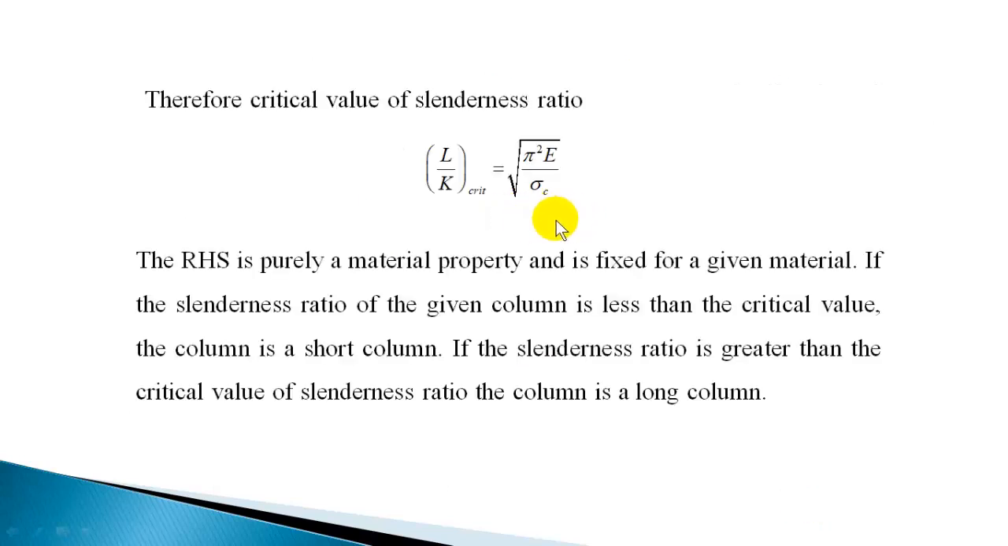So the critical value of slenderness ratio is purely a material property, and if the slenderness ratio of the given column is less than the critical value, the column is a short column. And if the slenderness ratio is greater than the critical value of slenderness ratio, the column is a long column. By comparing the slenderness ratio of the given column with the critical value of slenderness ratio given by the material property, you can decide whether the column is long or short.